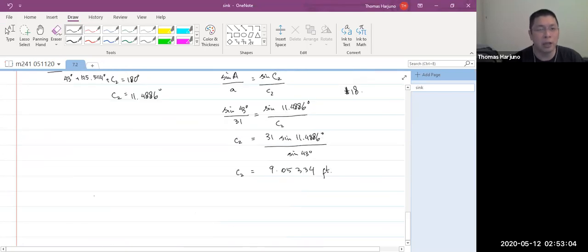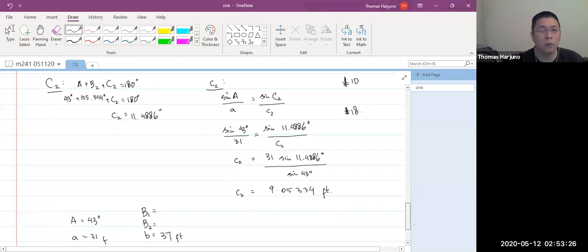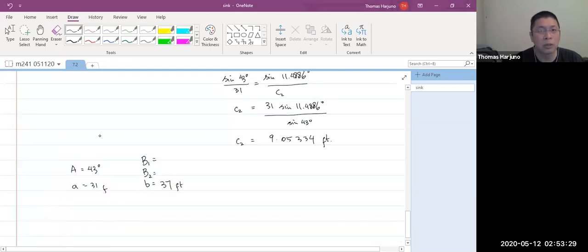If I summarize, then my angle A is 43 degrees. My side A is 31 feet. My side B is 37 feet. But then with that, I have two possible angle B's. The first one is 54.48860 degrees. The second is 125.5140 degrees.